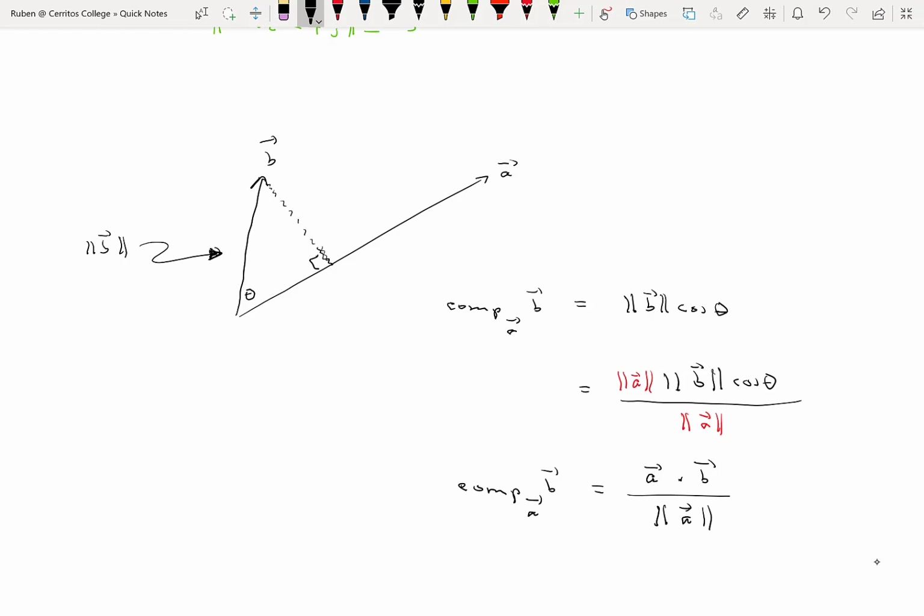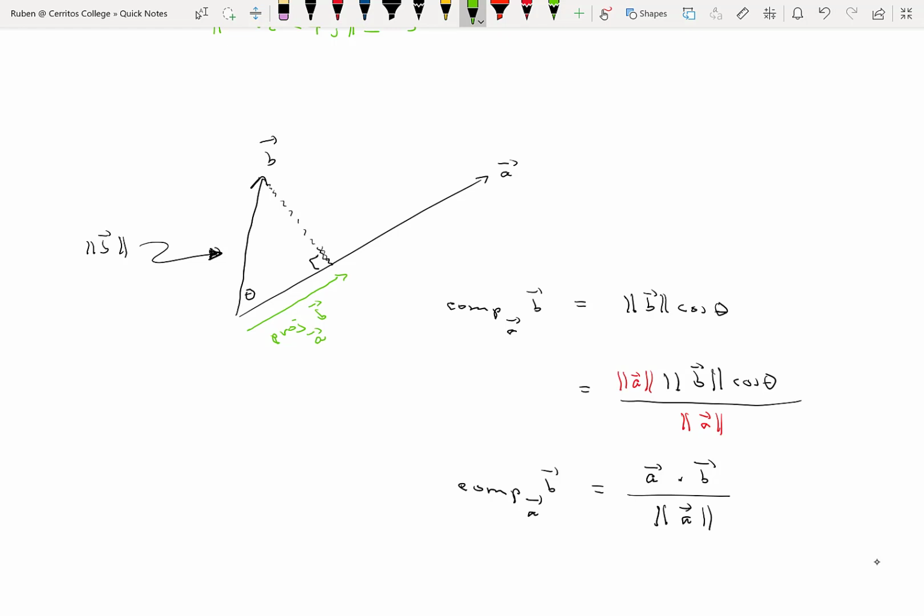Okay. So now what I'd like to do is find a correspondingly simple formula, if possible, for the projection. What's the projection? It's this little green vector here. That green vector, that's the projection of B in the direction of A. Okay, and I'm going to use another little trick. These neat little tricks.